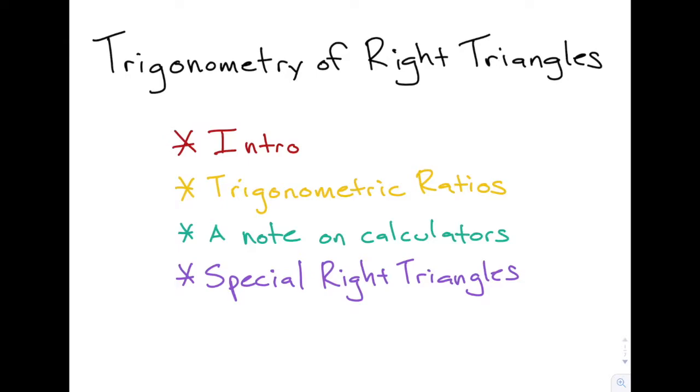Now we're going to switch gears a little bit, and we're going to talk about the trigonometry of acute angles, that is, the trigonometry of triangles, specifically right triangles. So first we'll go through all the trigonometric ratios. We'll talk through briefly how to calculate the trigonometric ratios on calculators, and then we'll talk through our special right triangles.